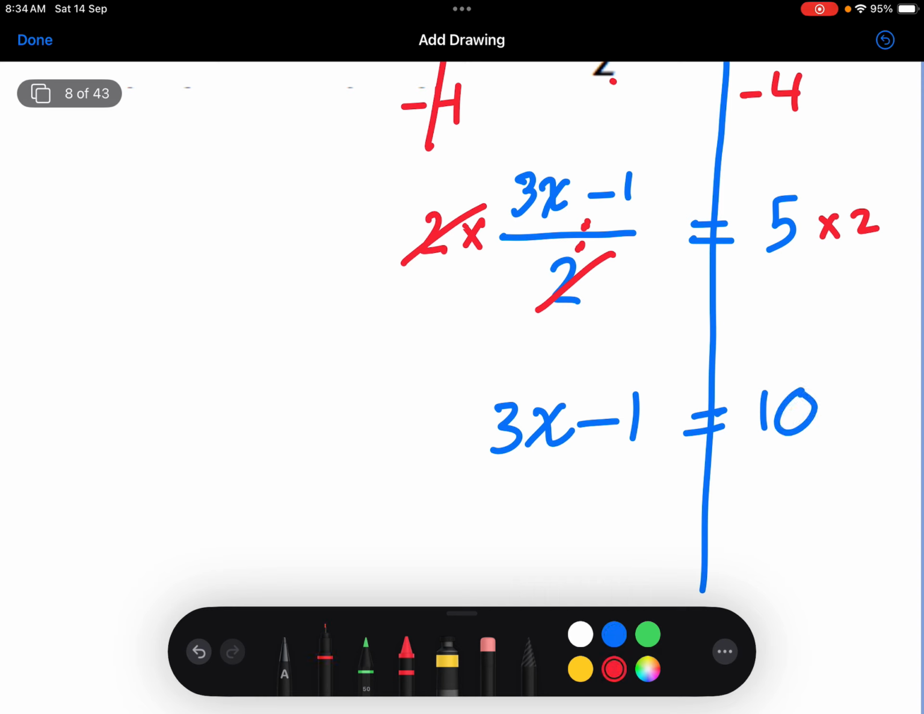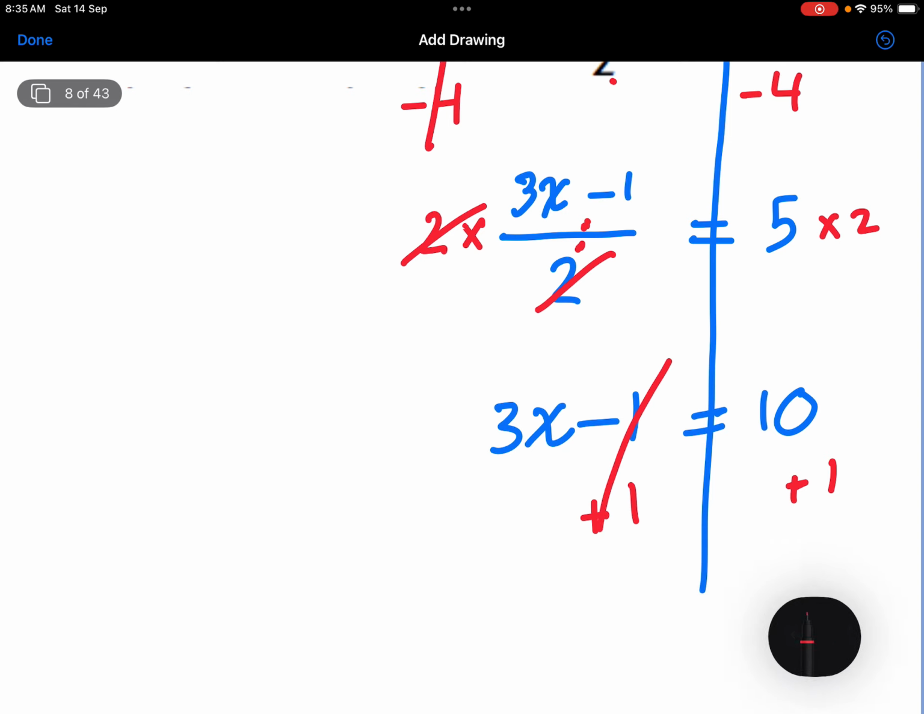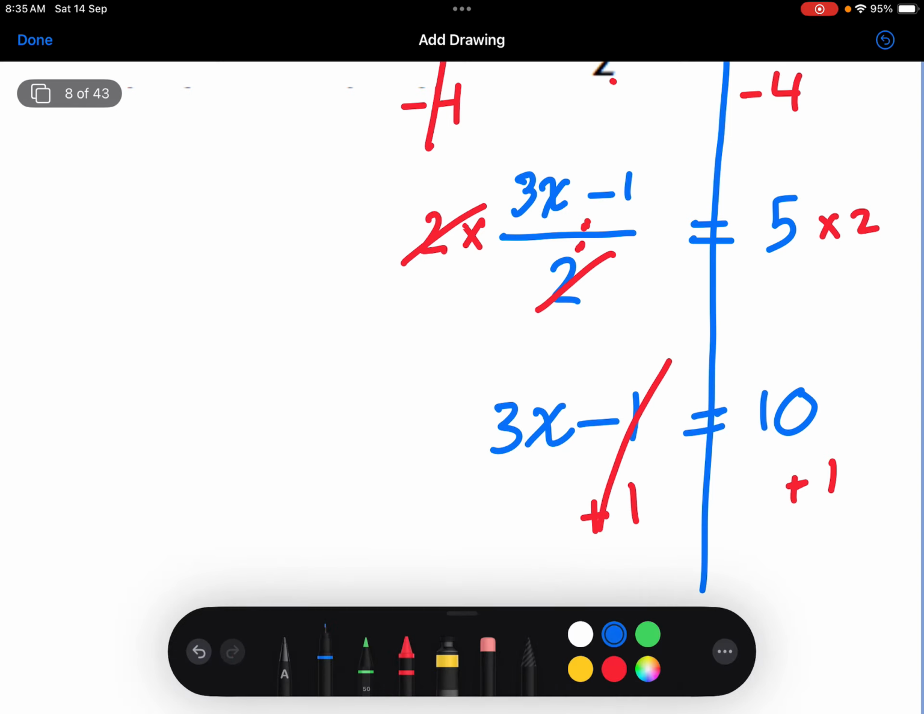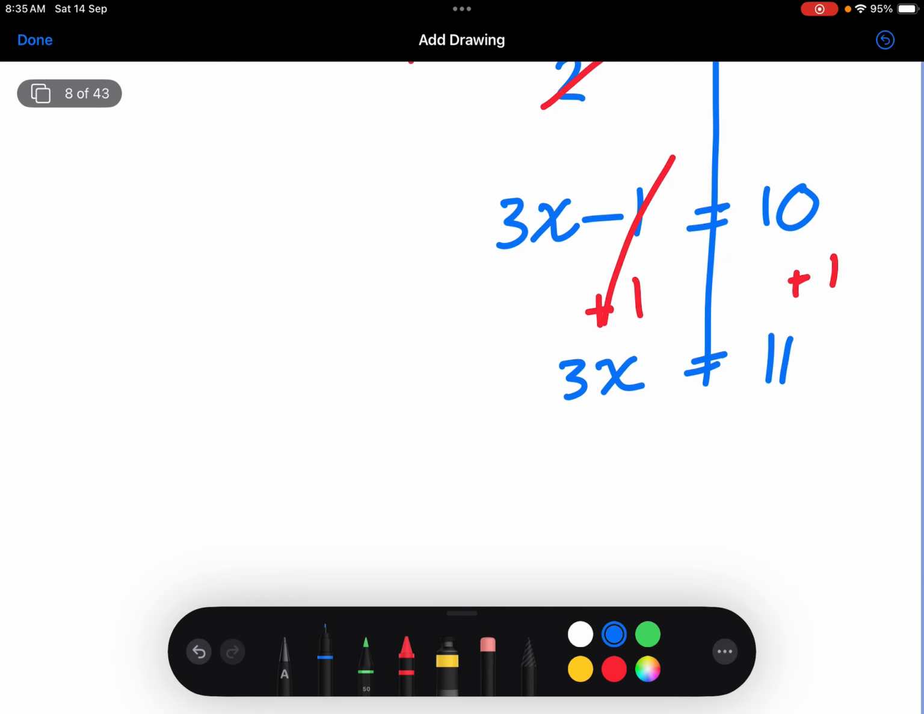Next is to cancel what? Of course, the negative 1 using positive 1. Halas, the negative 1 is cancelled. What do I have left? Sorry. I have 3x equals 11. 10 plus 1 is 11. Then here the 3 is multiplied with x, cancelled by dividing by 3 on both sides.